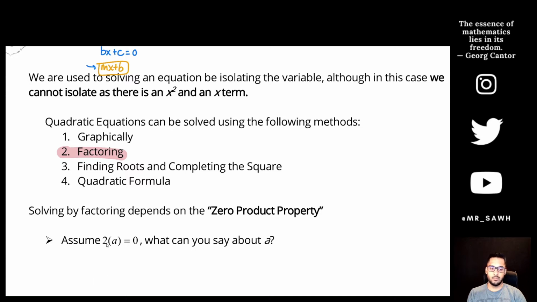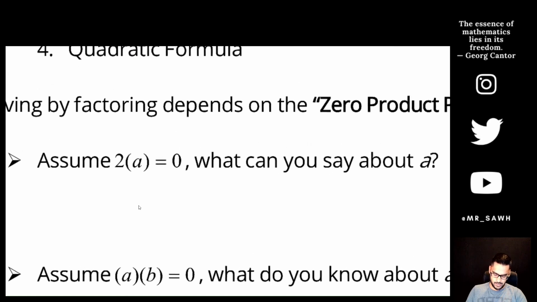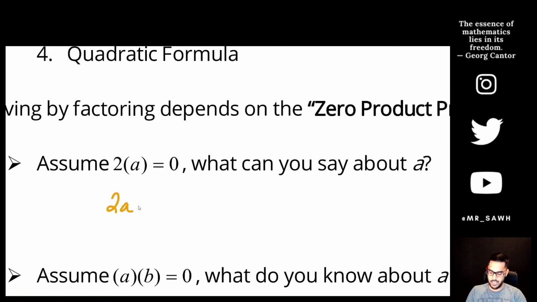So if you assume that we talk about this example for just a second. If you assume that something like 2a is 0, right? 2 times a equals 0. What can you say about a? Well, if you think about solving this equation, you would divide both sides by 2. So a would have to be 0 for this to be true, and there's no other choice, right? As long as a is 0, this equation still holds true.